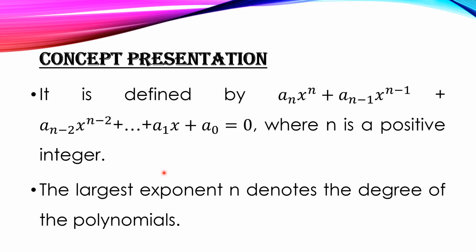And then the largest exponent n denotes the degree of the polynomial. So ayan, take note of that. Yung n will represent the degree of the polynomial. So here, as you can see, kung nandito yung n, ibig sabihin, nasa kanya yung highest exponent. So dapat siya yung nasa unahan ng ating polynomial equation.